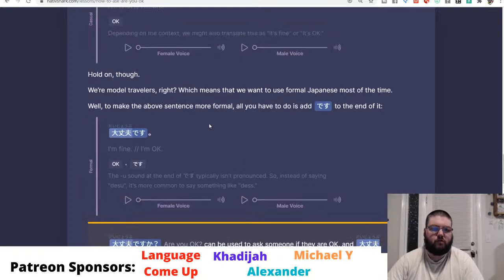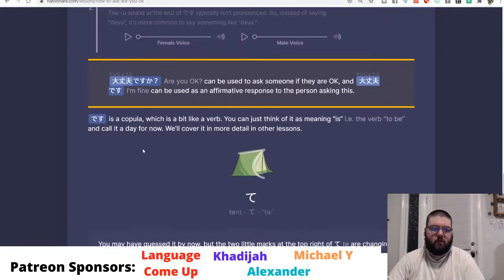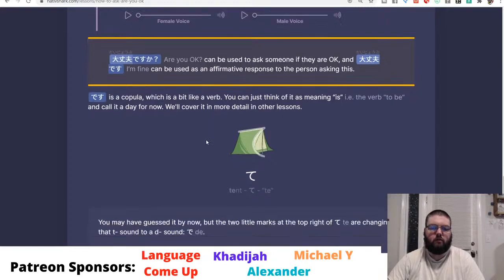Hold on though. We're model travelers, right? Which means that we want to use formal Japanese most of the time. Well, to make the above sentence more formal, all you have to do is add desu to the end. 大丈夫です。 Desu is a copula, which is a bit like a verb. You can just think of it as meaning is, i.e. the verb to be, and call it a day for now. We'll cover it more in other lessons.